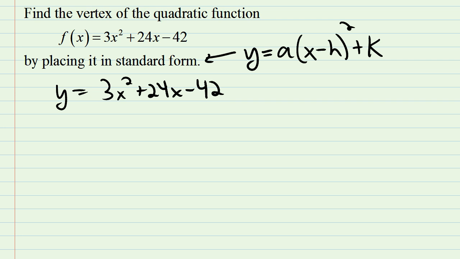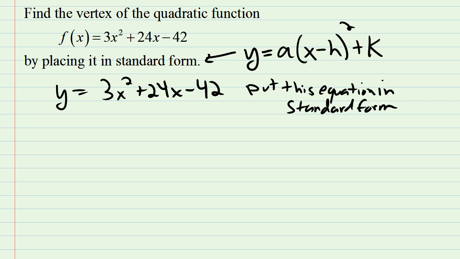So basically we need to put this equation in standard form. In order to do that, what we need to recognize is that the standard form has this quantity squared. It's a perfect square. And so how do we get that? We get that by completing the square.